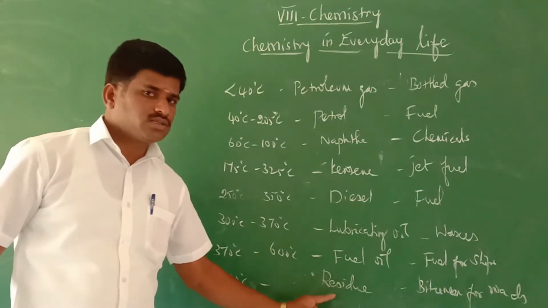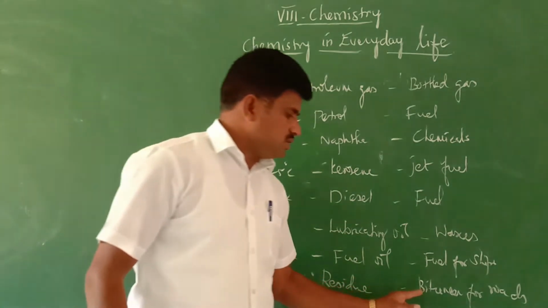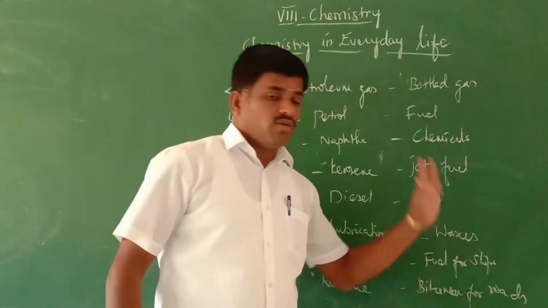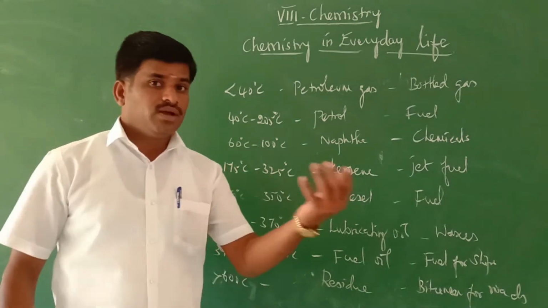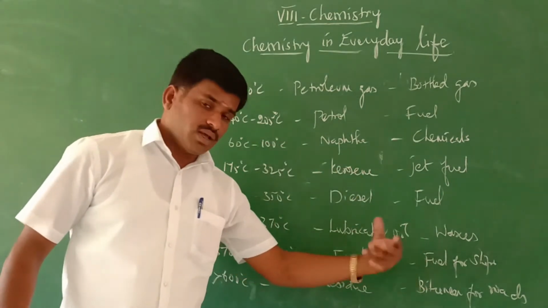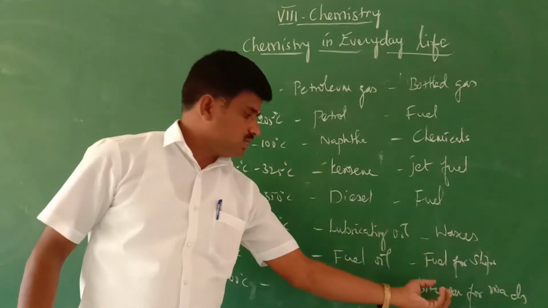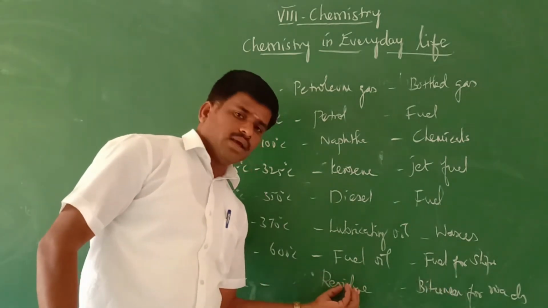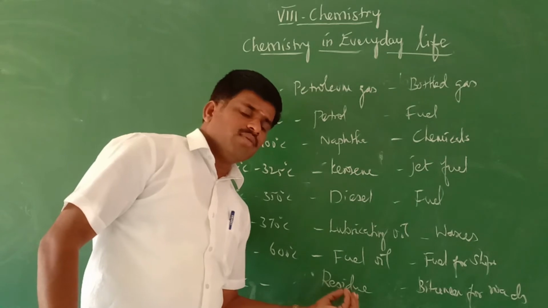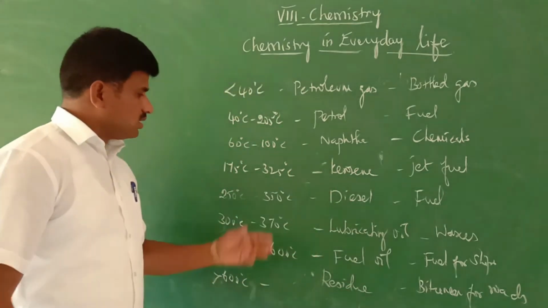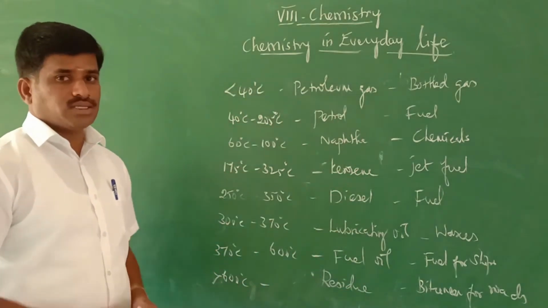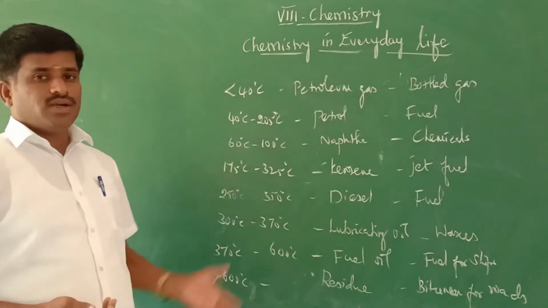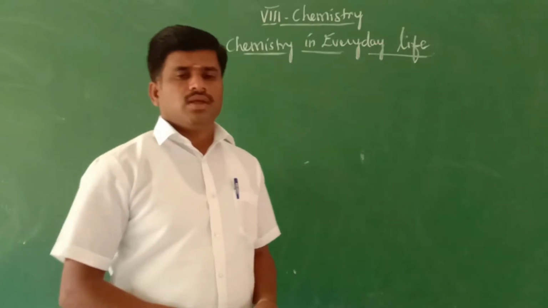Next, above 600 degrees Celsius, the product obtained is called residue. This is used as bitumen for roads and roofing, and even for making roads. That is the product called residue. These are all the different petroleum products obtained at different boiling points.